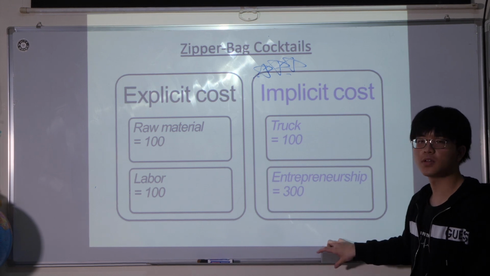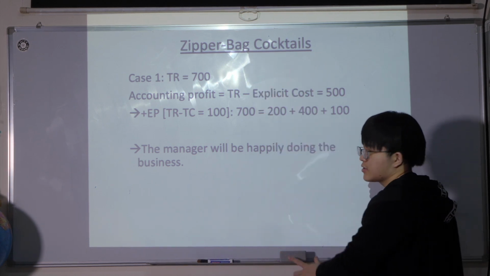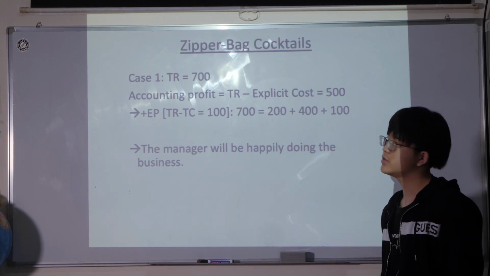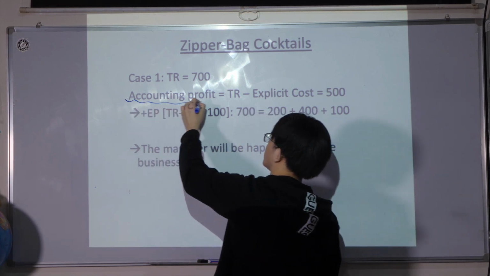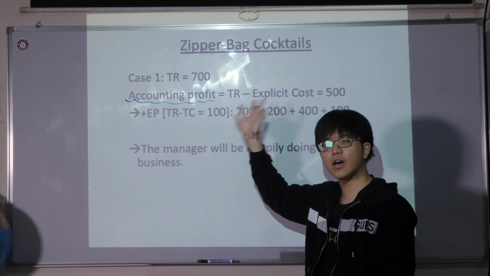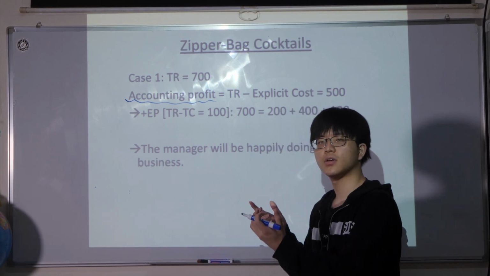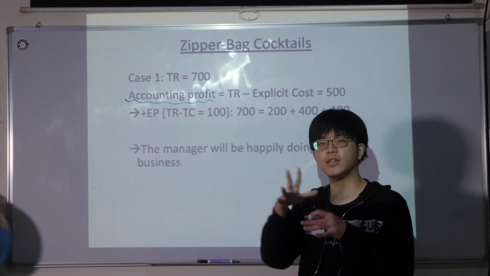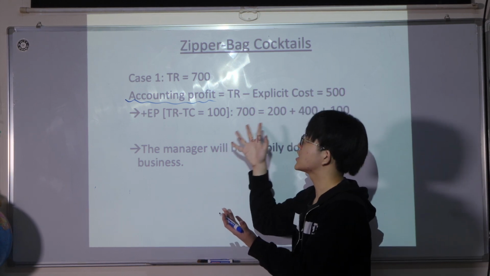Now we will analyze the profit. The first case is when total revenue you earned by selling your zipper bag cocktails is 700 US dollars. So now I will introduce the new terminology, accounting profit. Is there an economic profit? Yes, we learned, right? And there is an accounting profit. Accounting profit is what we usually think of as a profit. This means this is related to the monetary profit. It does not include implicit cost. Only think about explicit cost.